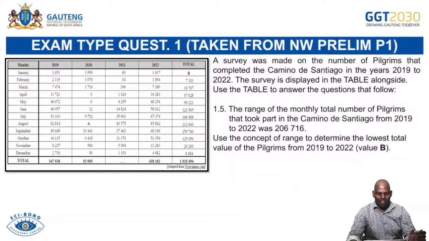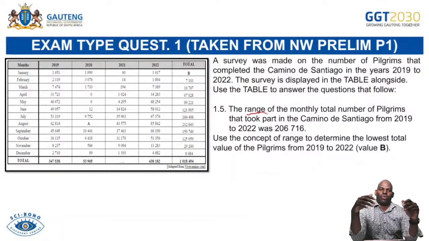Okay, then 1.5 is the range of the monthly total number. So when they say the range, you must know how we calculate the range, or there must be something that comes into your mind. Your mind can't just go blank. When they say the range, you think about the formula, you think about the biggest value and the smallest value. So the range of the monthly total number of pilgrims from 2019 to 2022 was 206,716.